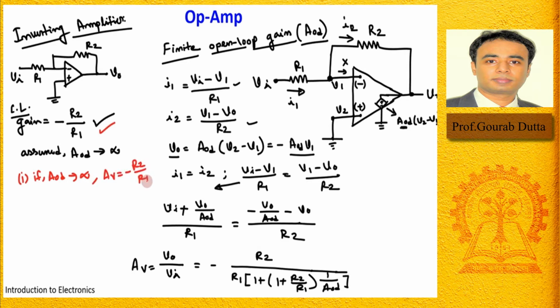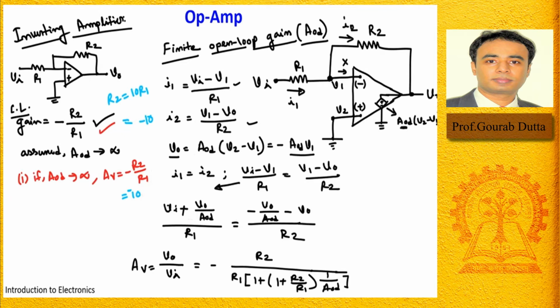And just for our better understanding, let us assume here that R2 is 10 times of R1, right? So in that case gain would be how much? Minus 10, right? For the ideal case. So here also you can see the gain is coming out to be minus 10, right?